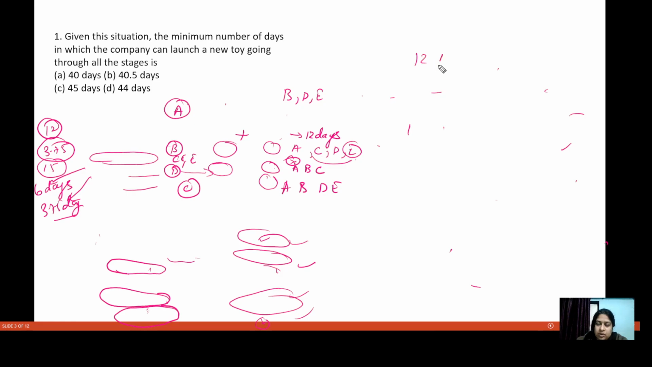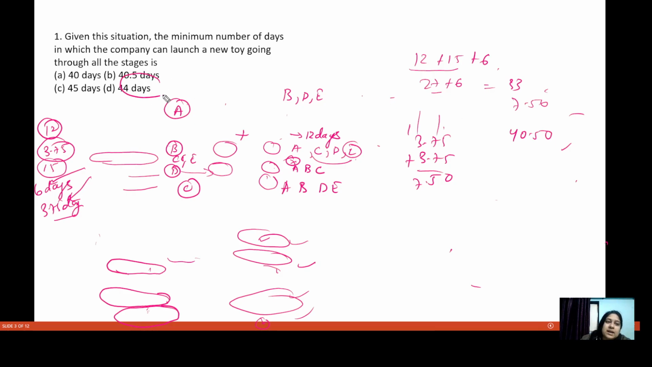So just add 12 plus 15 plus 6. So how much are you getting? 27 plus 6, that is 33, and then you have 3.75 plus 3.75. Okay, so you have this as 0, and we have this as 5, and we have this as 7.50. Okay, so this becomes 40.50.